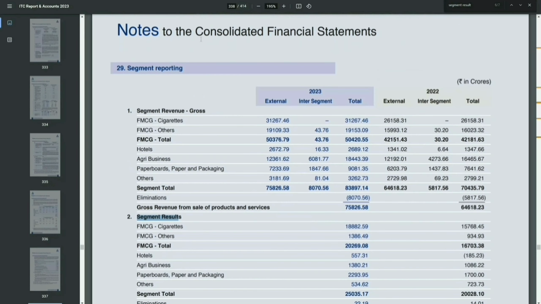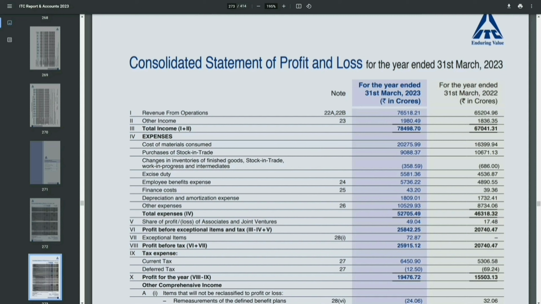And this is the consolidated segment reporting of ITC. Here you can see the various business segments and the contribution made by them to the revenue of ITC, right? Here you can see the total. We won't be taking the inter-segment, and the reason behind it is this is the consolidated statement of profit and loss for the year 2023 of ITC.